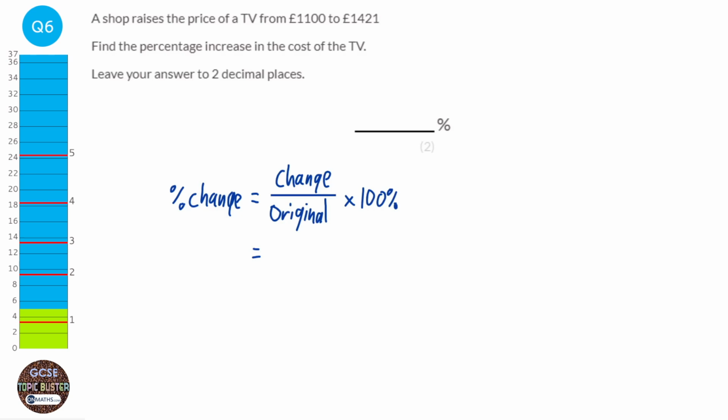So to find out the change here, we're going to do the difference between 1,421 and 1,100. So we're going to do 1,421 take away 1,100, which is 321. Divide that by the original amount. So the original amount was the 1,100, and then times by 100%. And that's going to be 29.18%.